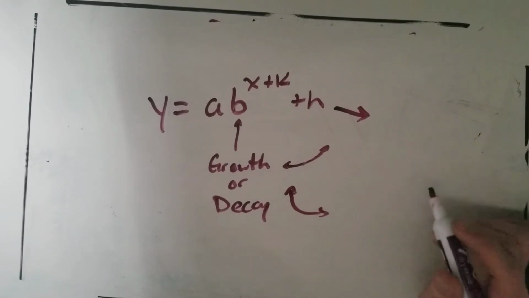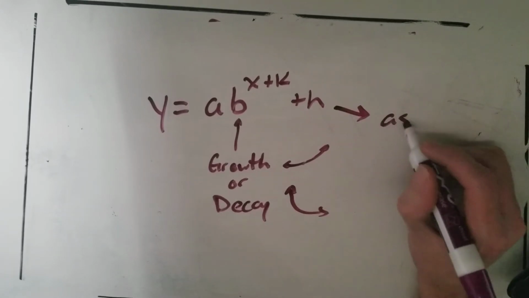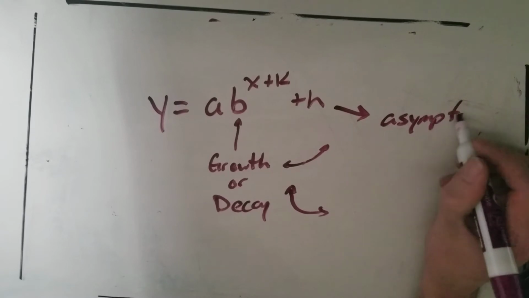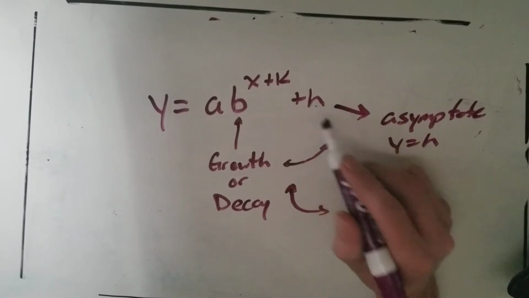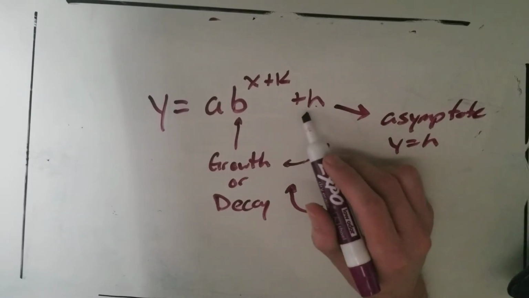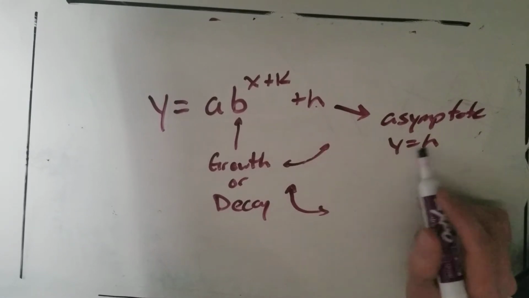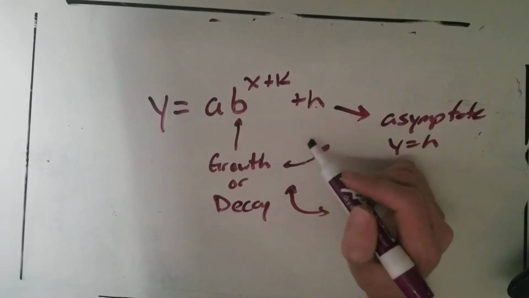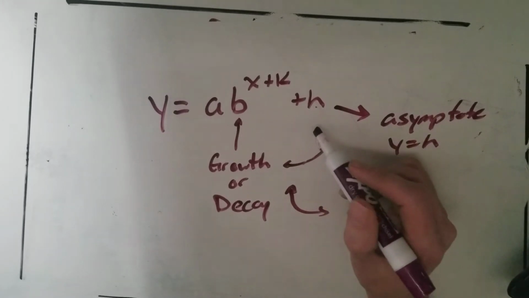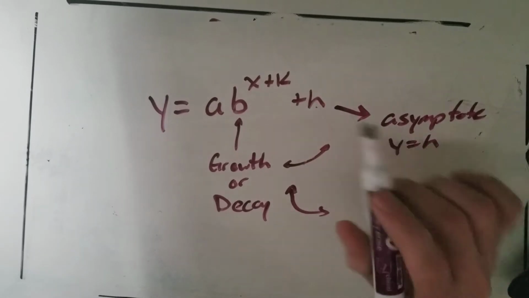Our h value is going to tell us our asymptote. So we have an asymptote at y equals h. If h was 2, it would be y equals 2. If h was negative 8, it would be y equals negative 8. Your asymptote is at that line. If there is no h, then h is 0, so you have an asymptote at y equals 0.